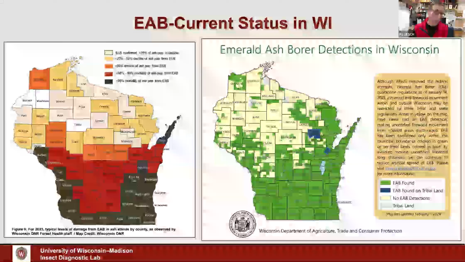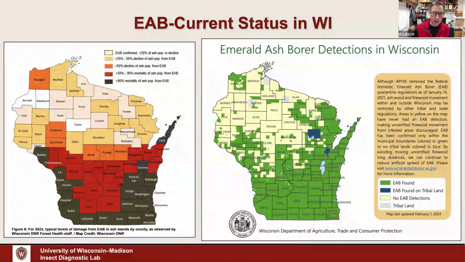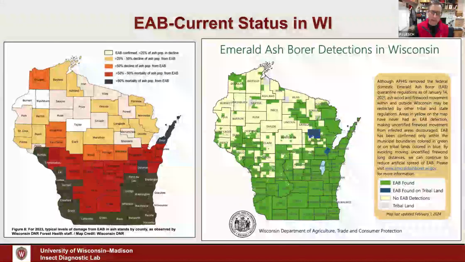Same kind of thing along the Mississippi River near Vernon and Crawford counties. Counties that are in red, we've got between 50–90% mortality. So Madison, Dane County, Sauk County, and so on. There's a bunch of counties that fit into that category. So lots of dead ash trees.